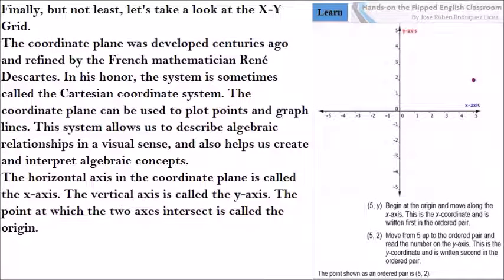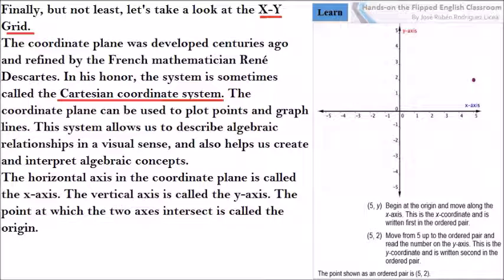Finally, but not least, let's take a look at the XY grid. The coordinate plane was developed centuries ago and refined by the French mathematician René Descartes. In his honor, the system is sometimes called the Cartesian coordinate system. The coordinate plane can be used to plot points and graph lines. This system allows us to describe algebraic relationships in a visual sense, and also helps us create and interpret algebraic concepts.